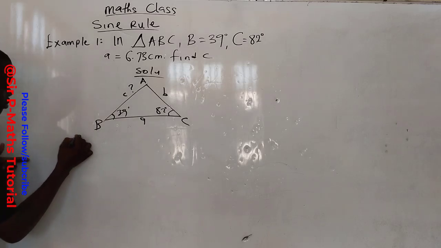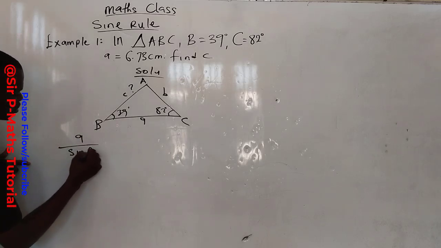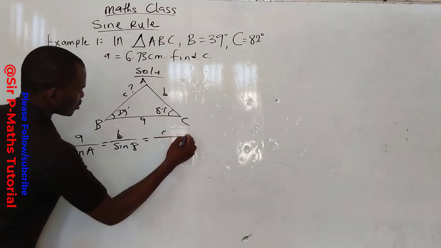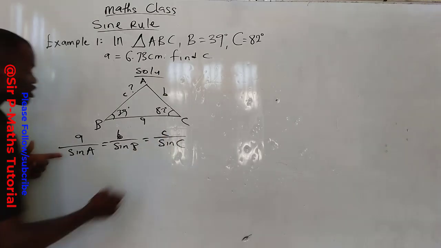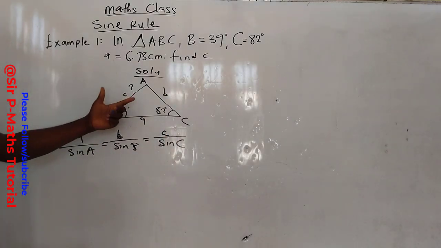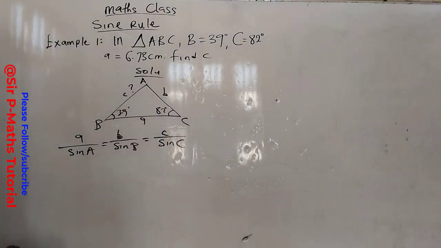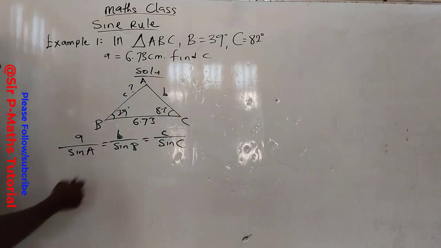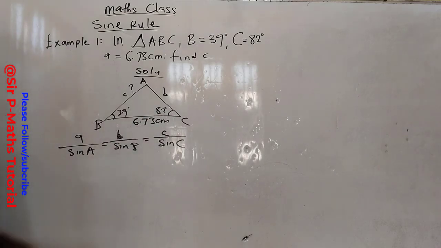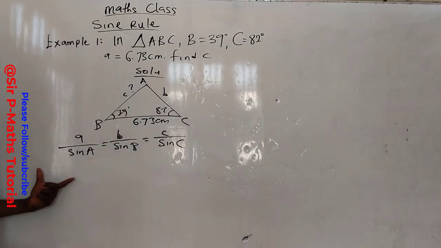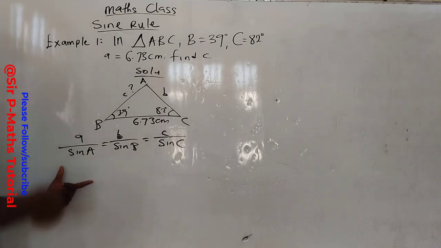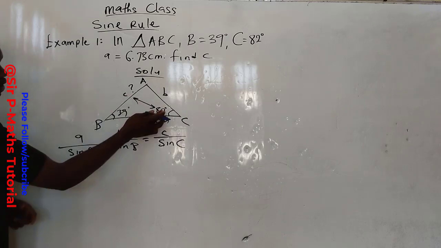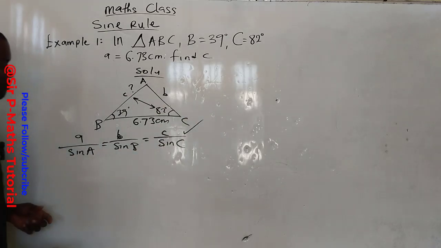Recall, we use the formula a over sine A equals b over sine B equals c over sine C. We are using two at a time depending on what we are looking for and the information we have on the triangle. I have my a as 6.73 cm. Now let's consider which one we are using. The first thing you take note of is the side or the angle you are looking for. I am looking for c and the angle is given, so I'll be using C.